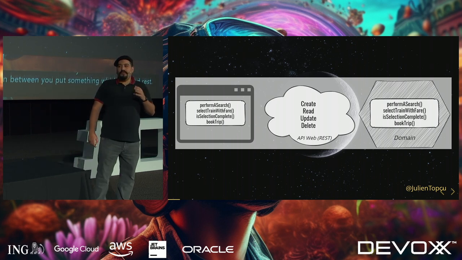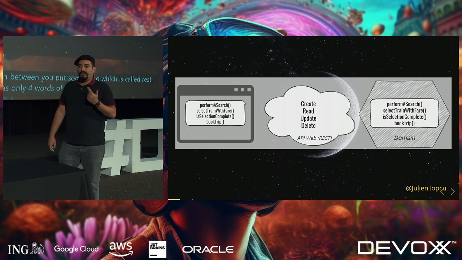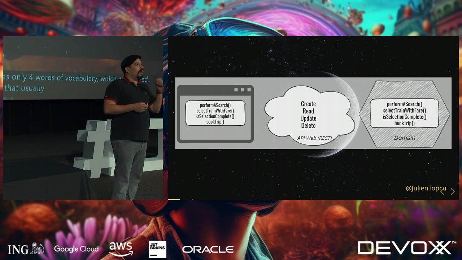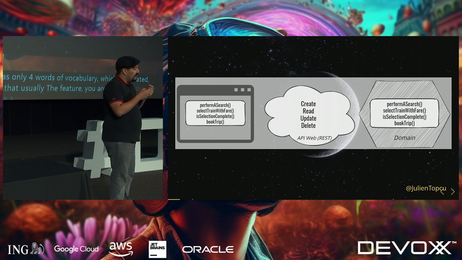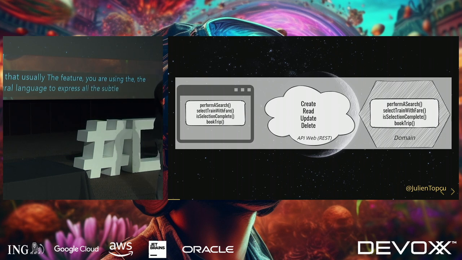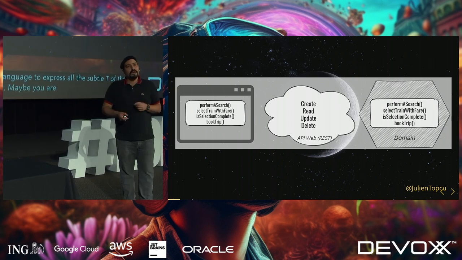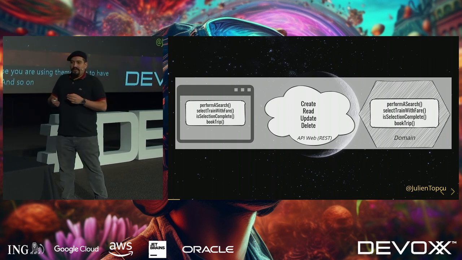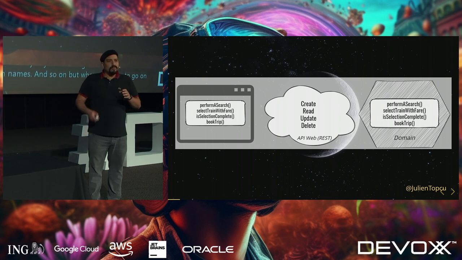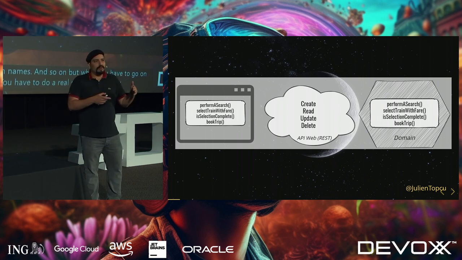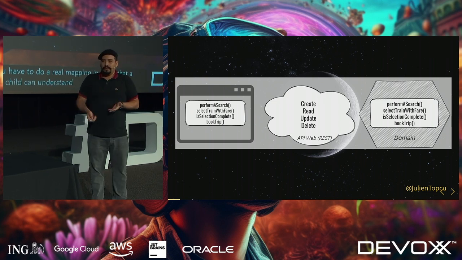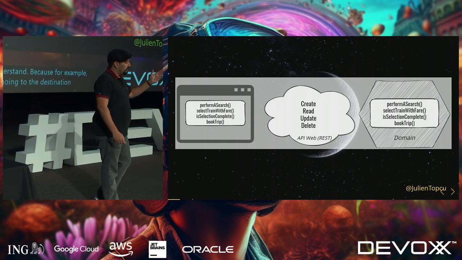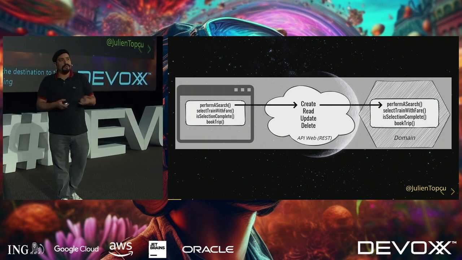And REST has only four words of vocabulary, which are create, read, update, delete. So it means that usually for the feature you are using English natural language to express all the subtlety of the business domain. Maybe you are using clean code to have good function names, and so on. But when you have to go on the network, you have to do a weird mapping in a way that a kindergartner child can understand. Because, for example, perform a search for trains going to the destination of the user will become something like create a search resource.